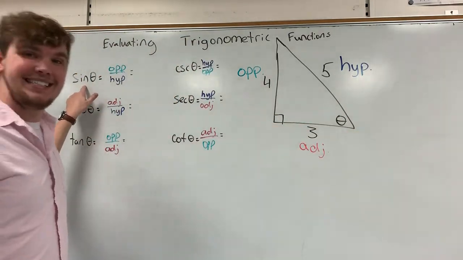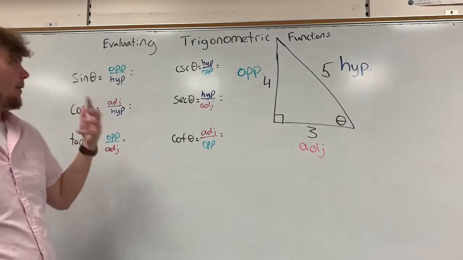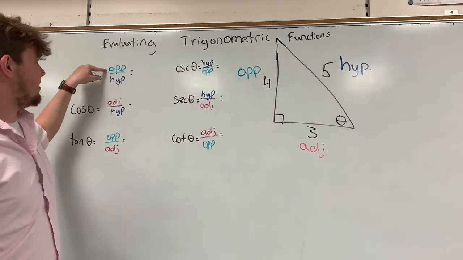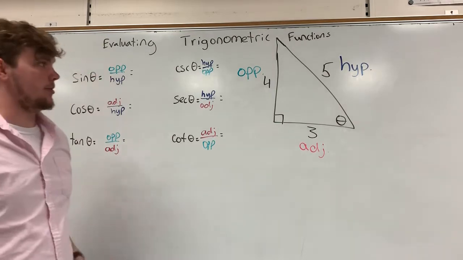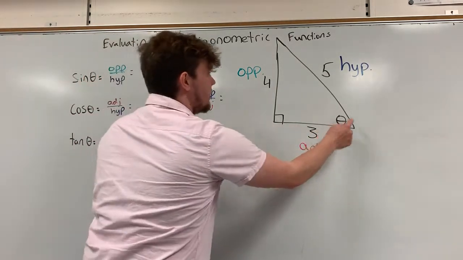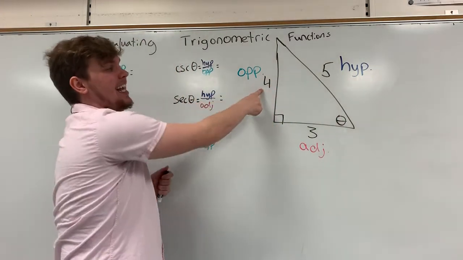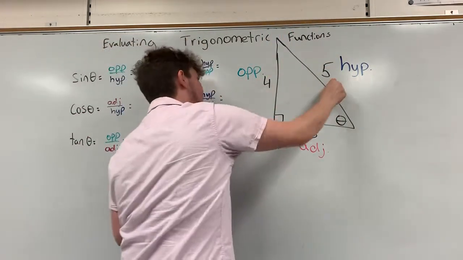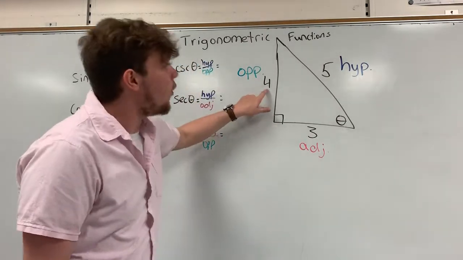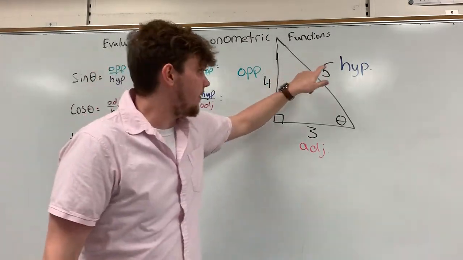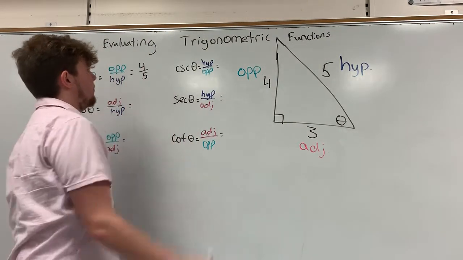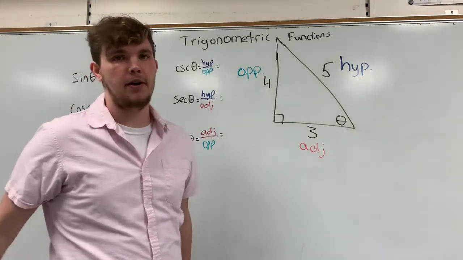What is the sine of theta? And by that I mean, what is the ratio of the opposite side to the hypotenuse? Well, the opposite side is 4 and the hypotenuse is 5. That means the sine of theta is 4 divided by 5. 4 over 5. Done with that part.